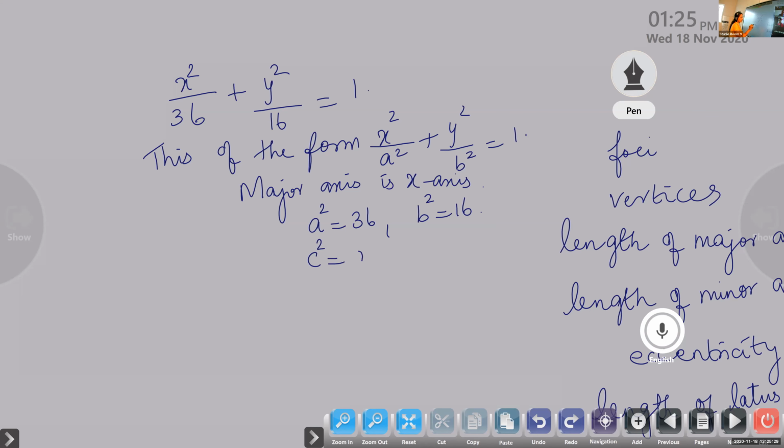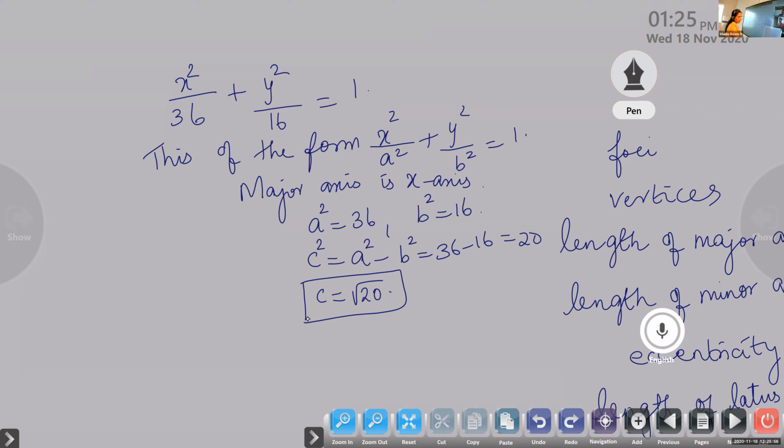What is c square? It is a square minus b square. Is it correct? That is 36 minus 16. So that is 20. So what is c? C is root 20. So once we find all those things, we can start answering the question.